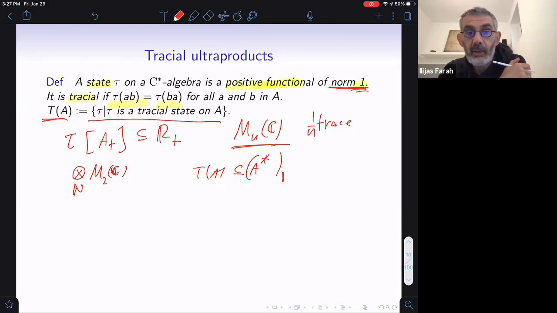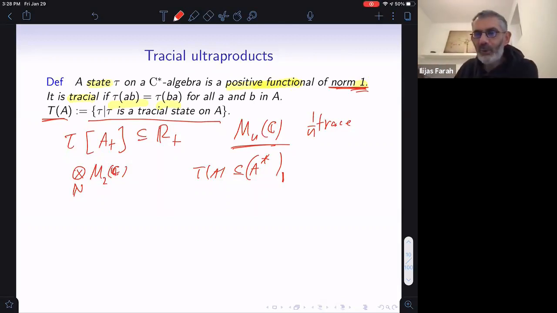Therefore, by the Banach-Alaoglu theorem, this is a weak-star compact subset of the unit ball, and it's also convex. A convex combination of states is a state. A convex combination of traces is a trace. So this is a nice compact convex set. It's even nicer than just compact convex. It is what is called a Choquet simplex, but we don't need to go there.